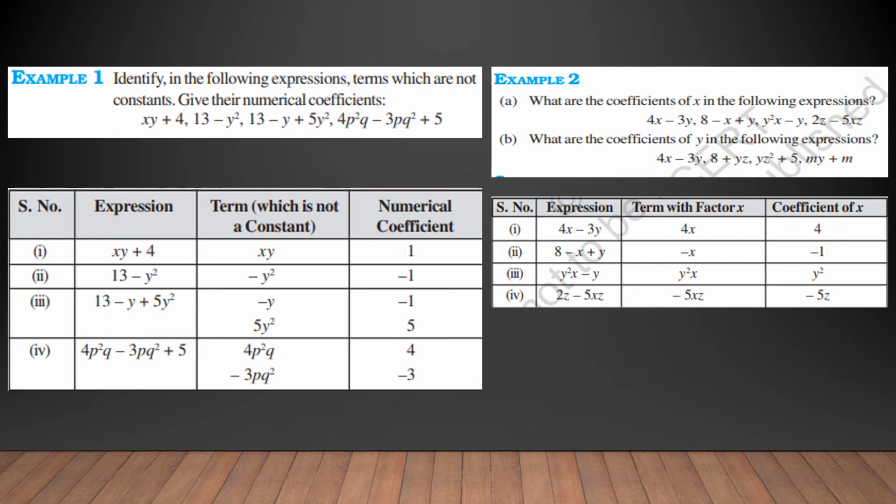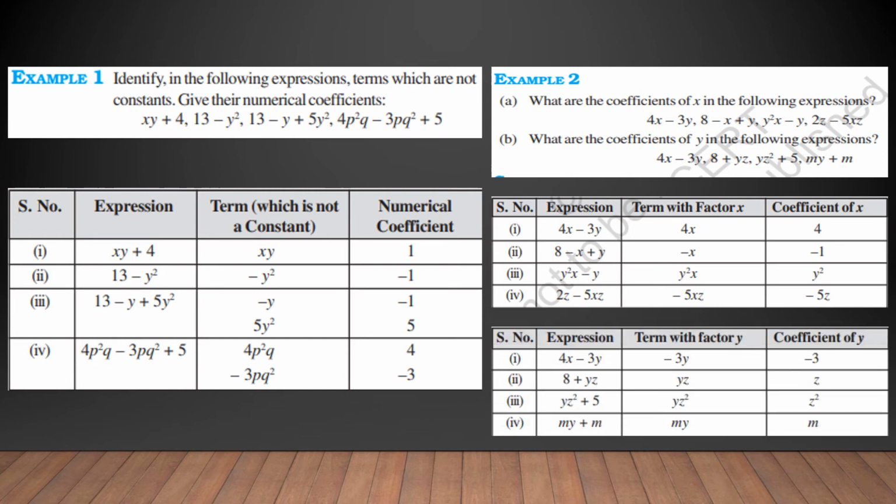Fourth question, 2z minus 5xz. The term with factor x is negative 5xz, and the remaining factor in that term is negative 5z. Second question, what are the coefficients of y in the following expression? First expression is 4x minus 3y. The term with the factor y is negative 3y. Therefore, the coefficient of y is negative 3. Similarly, you can try the remaining questions.